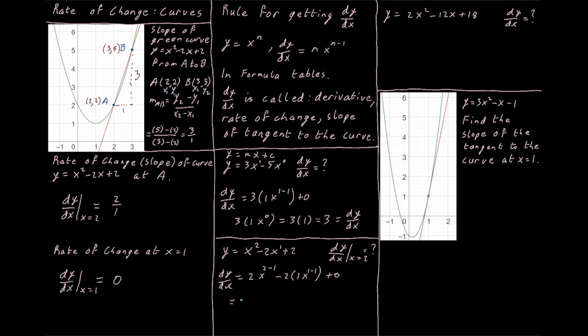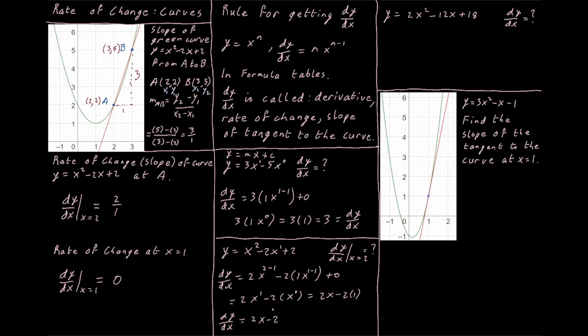So then we end up with 2 times 2 minus 1 is just 1. And then we have minus 2 on, this is going to be x to the power of 0. So 1x to the power of 0. And that just ends up being 1. So we have 2x minus 2 by 1. So we end up with dy dx is just equal to 2x minus 2.